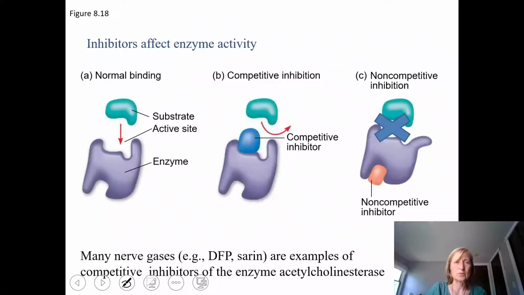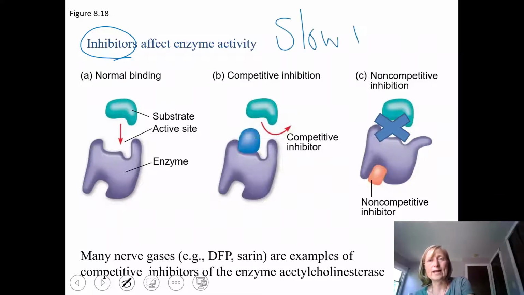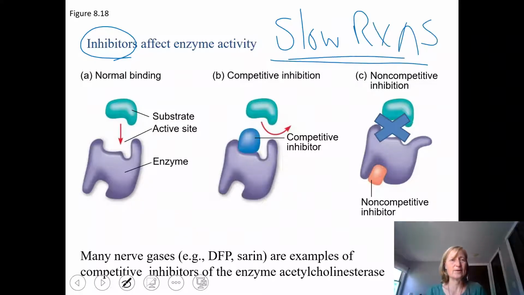One more situation: inhibitors. Inhibitors can affect enzyme activity. What do you think they do? They inhibit the rate of the reaction. So they are going to slow reactions, right? They inhibit them. They slow them down. There are different kinds of inhibitors. So here we've got a picture of a purple enzyme. That's the protein, right? And the substrate it's catalyzing, and here's its nice active site. So the substrate binds to it, catalyzes it, great.